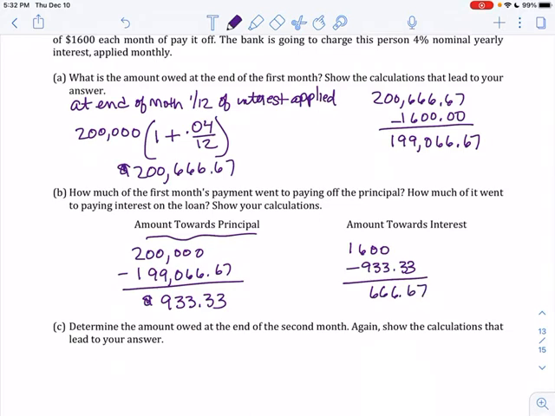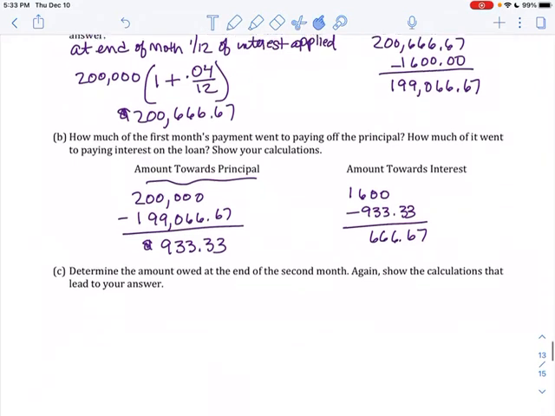And that amount changes each month based on how much money you still owe. So in the beginning of a mortgage, more of your money is going towards interest, and then as it gets towards the end of your mortgage, more of the money is going towards the principal.